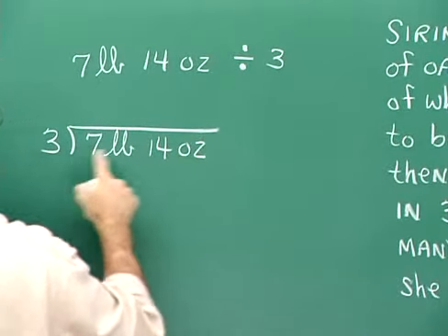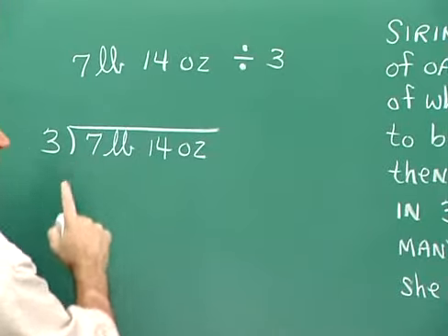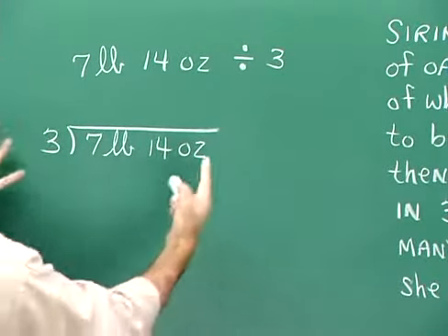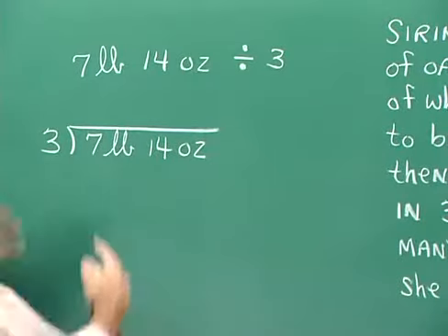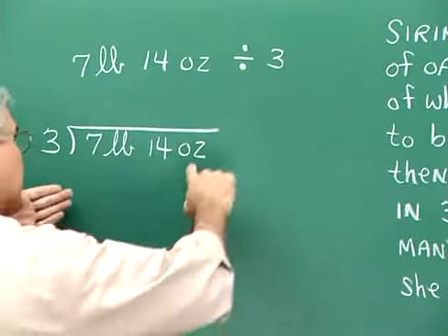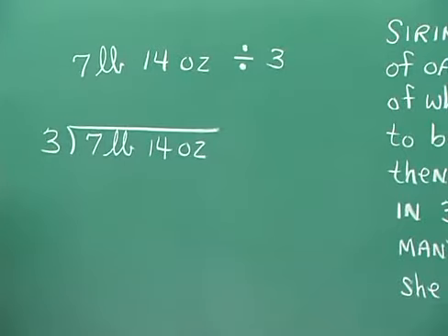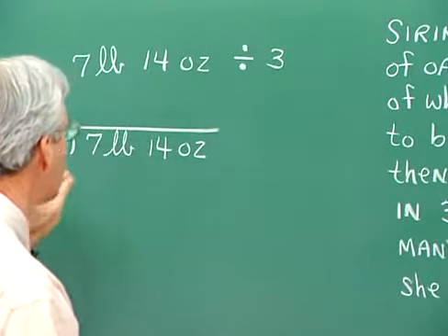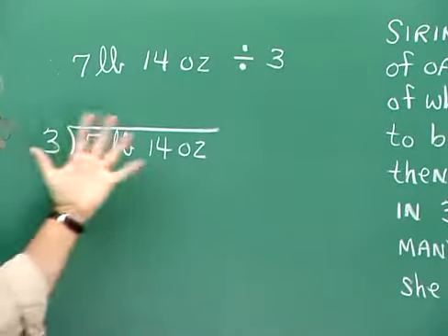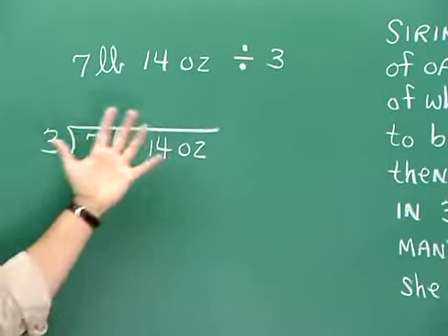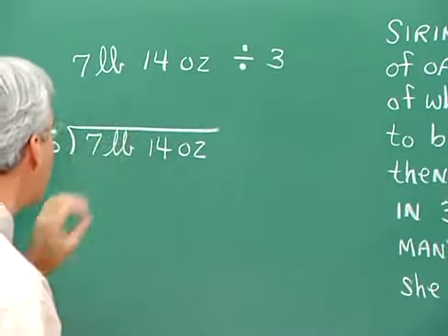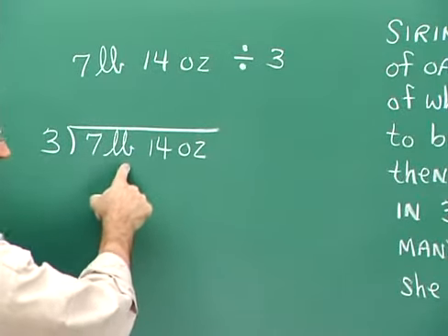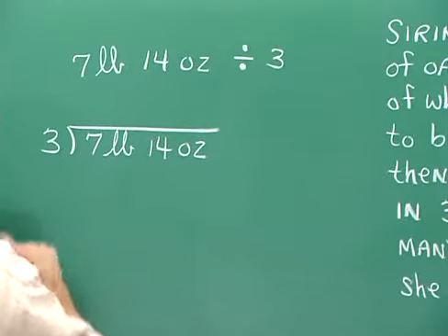Now, we know that 3 doesn't go into 7 evenly. We're going to have a remainder here if we go through the division as we see it right here. And that remainder will have to be added to the number of ounces somehow. The easier way, I think, to deal with the problem is to do the borrowing or carrying right here so that we create a situation where the number of the larger unit, the number of pounds here, is divisible by 3.